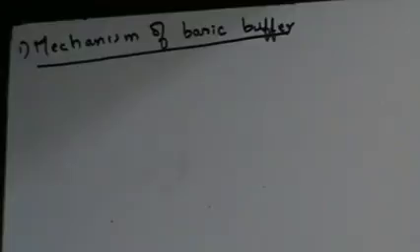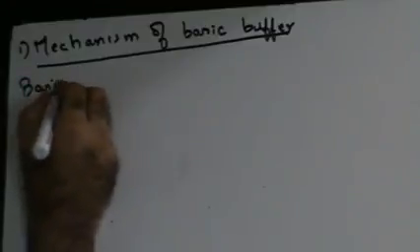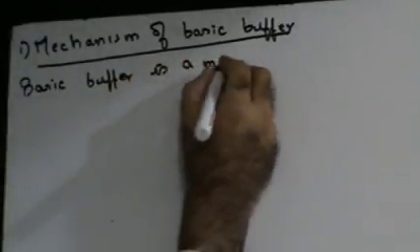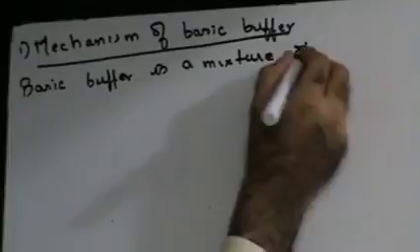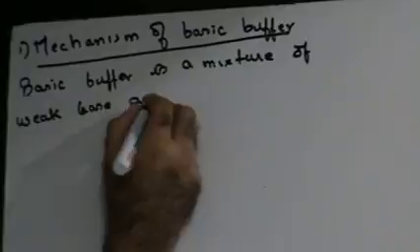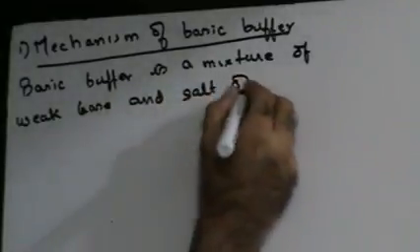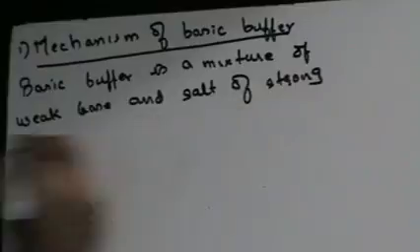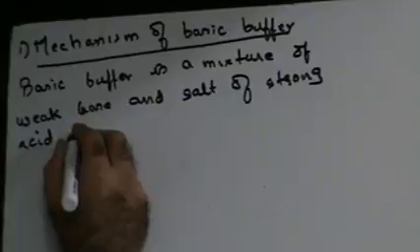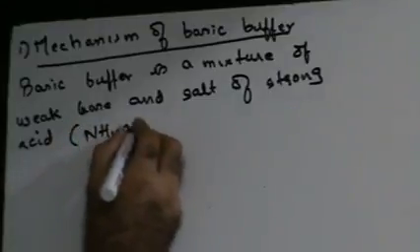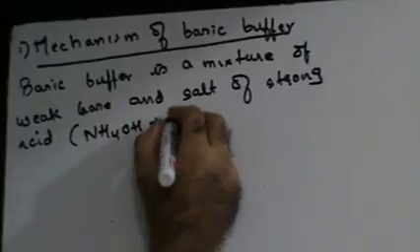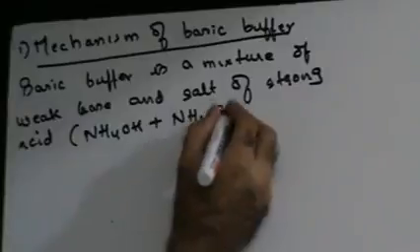A basic buffer is a mixture of weak base and salt of strong acid. Right? Now, for example, let us consider ammonium hydroxide. That's my weak base, and let's consider salt of strong acid, that is ammonium chloride.